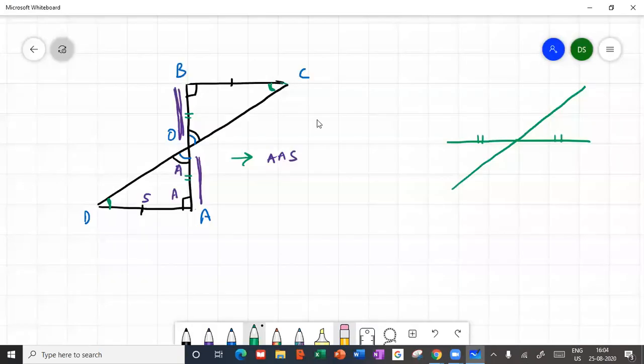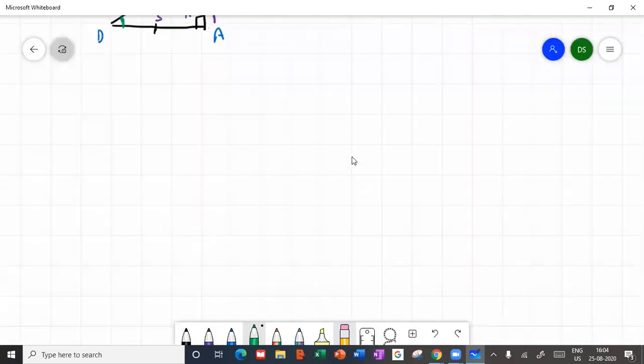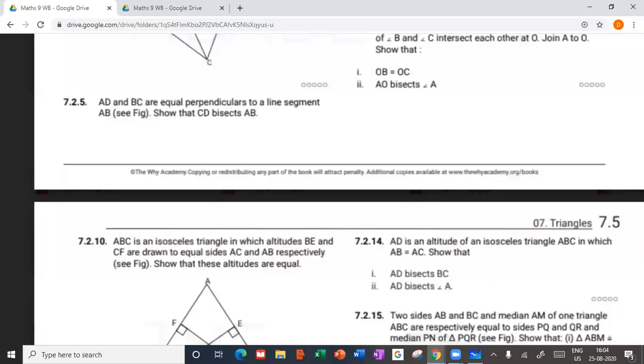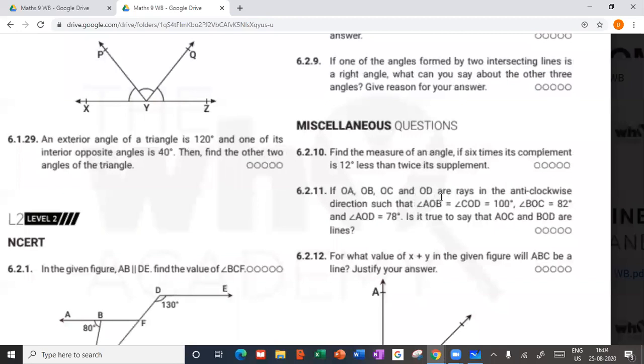Hi again. Okay, we were going to do the 11th question, isn't it? Okay, let's do that. Okay. If OA, OB, OC and OD are rays in the anti-clockwise direction.